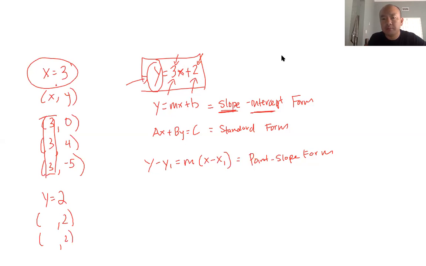Let me show you. Let's say we have the equation 3x plus 2y is equal to 6. Right away, we know that the y is not by itself. This is in standard form, which is ax plus by is equal to c. So what we need to do is convert this to slope-intercept form. How do we do that? We have to get the y by itself. Remember, the slope-intercept form is y equals mx plus b.